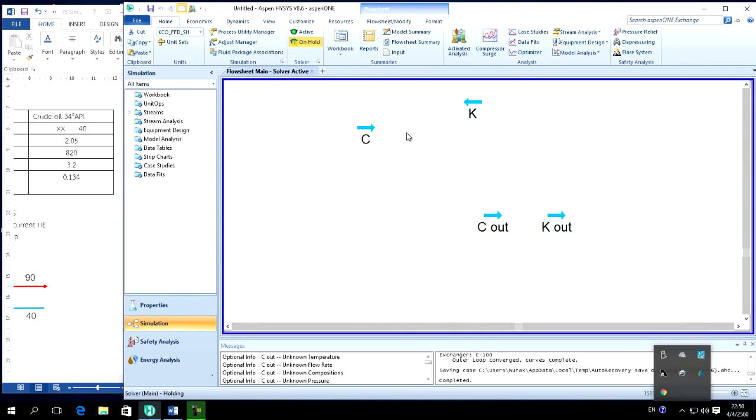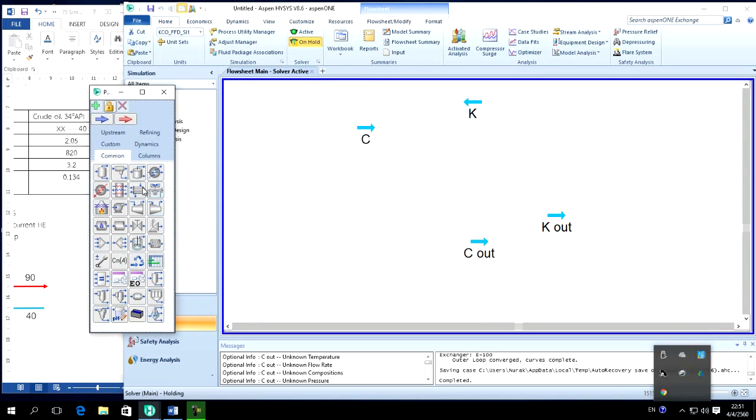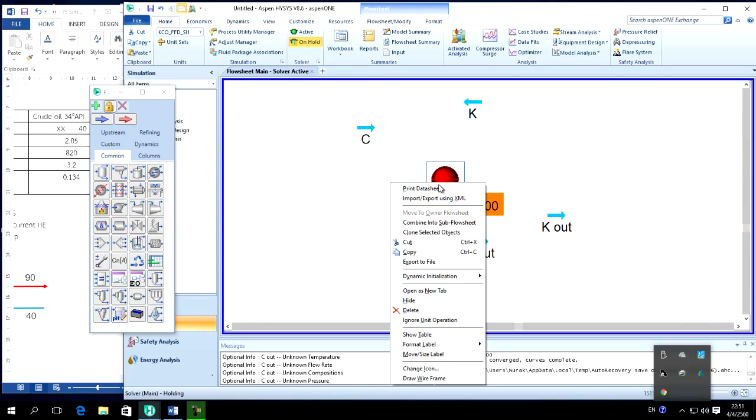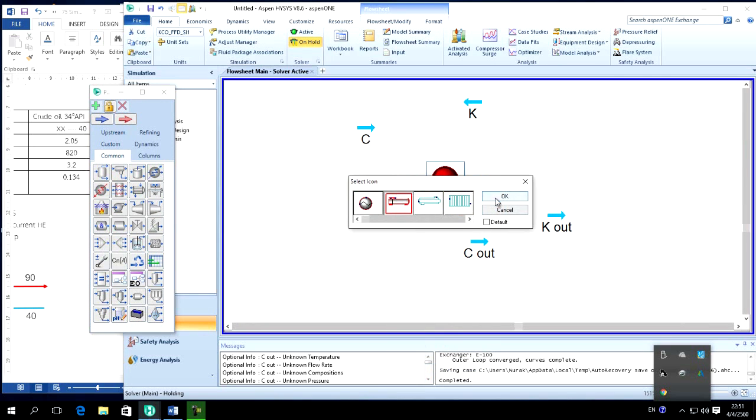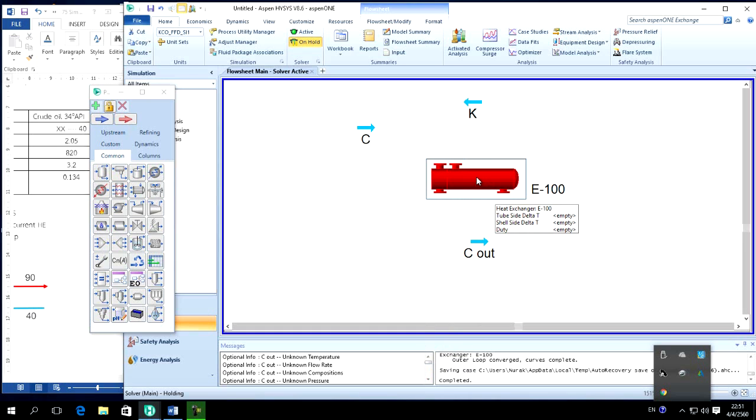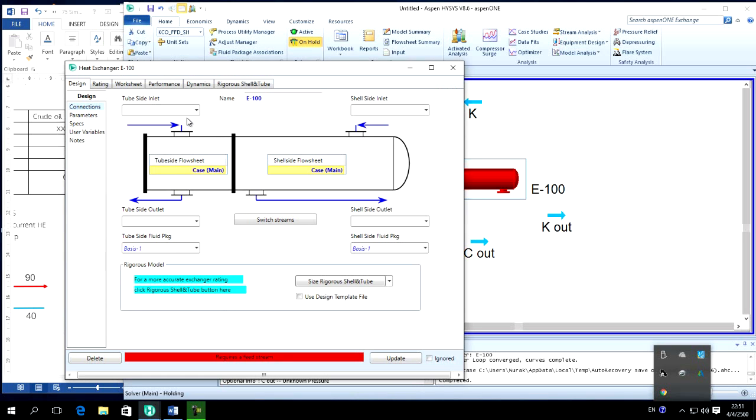This is what I put here as the crude in, kerosene in, the crude out and the kerosene out. Then I place the heat exchanger, change the icon, and then we have to consider which one should be in the tube. We found that crude oil is dirty compared to kerosene, so I put that in the tube. So that must be the crude in and crude out.